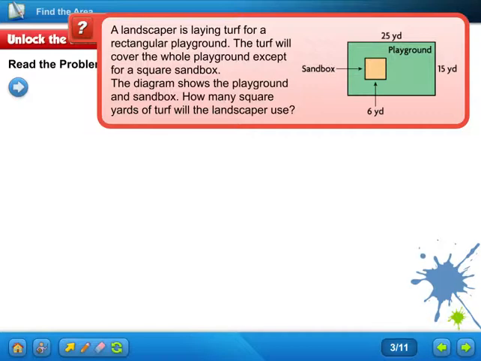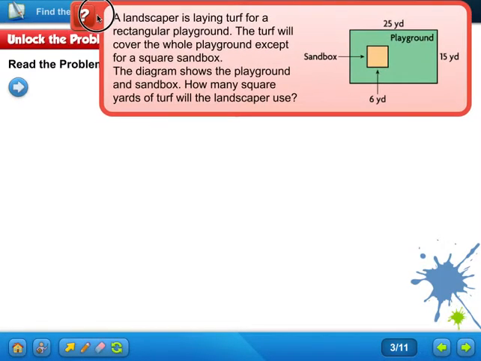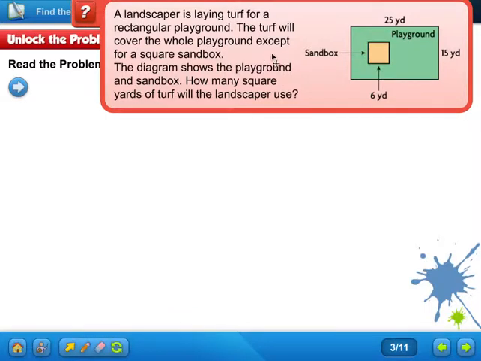So you don't want to buy extra for this part, correct? You want to make sure when you're buying, you buy just enough to cover the playground. You don't need any in here, so you don't want to waste your money. So that's why this would be important. All right, so he's buying turf, and we're going to cover this amount, and we need the area. So we know that this sandbox is right here, and we're not covering that. And we know this is the dimensions of the playground.